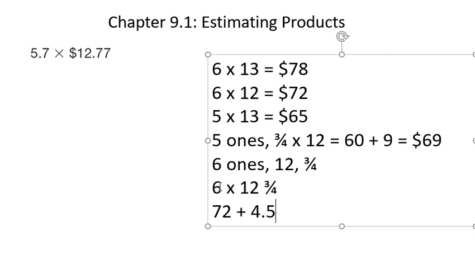The way we get that: half of 6 is 3. Half of 3 is 1.5. So 1/4 is 1.5. So 1.5 plus 1.5 plus 1.5 is 4.5. I can add these together. So 72 plus 4.5 is 76.5 when I add the 0.5 in there. These are all valid estimates.